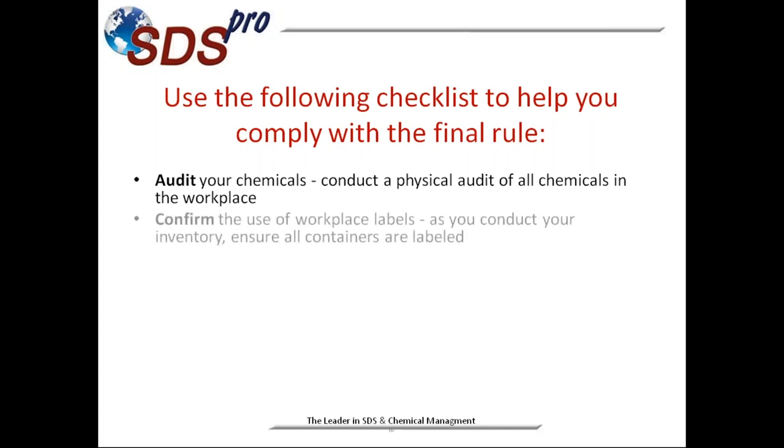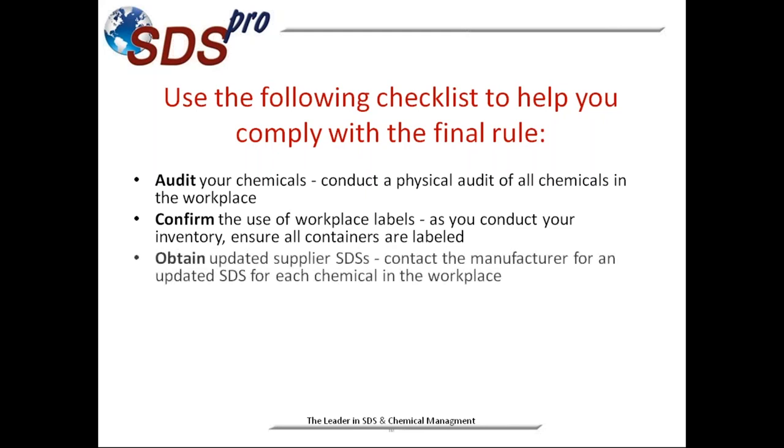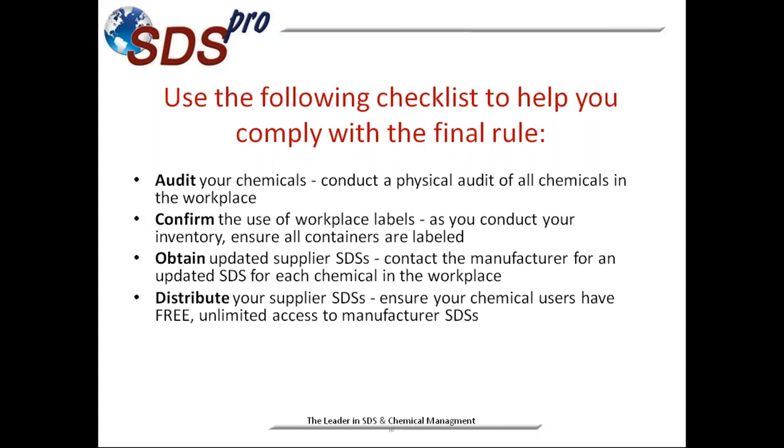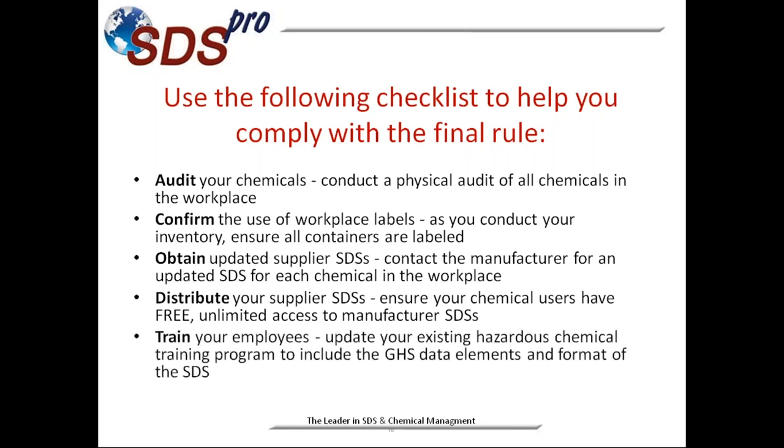Step 1. Step 2, while you're out there, again, I do this for customers as well. As you're out there going through the cabinets, you run across items that do not have any workplace labels. So as you do your audit, also conduct an audit on your workplace labels. Make sure that your containers are labeled. Then you obtain the updated supplier SDS sheet. Contact the manufacturer for an updated SDS for each chemical in the workplace. Distribute your SDSs. Ensure your chemical users have free, unlimited access to the manufacturer's SDSs. And that's what we're going to go through here in a second as far as how to.